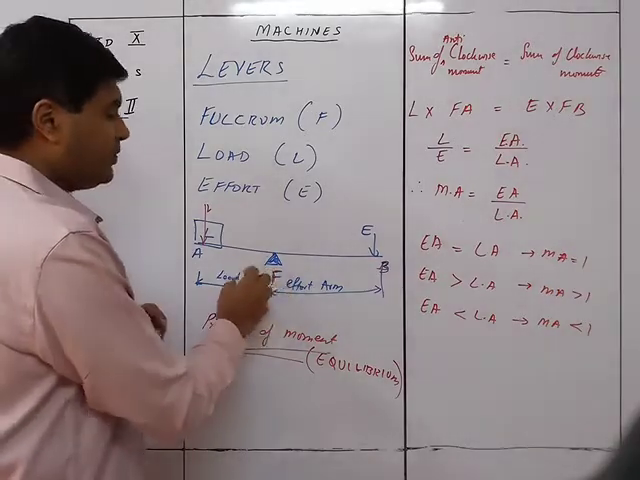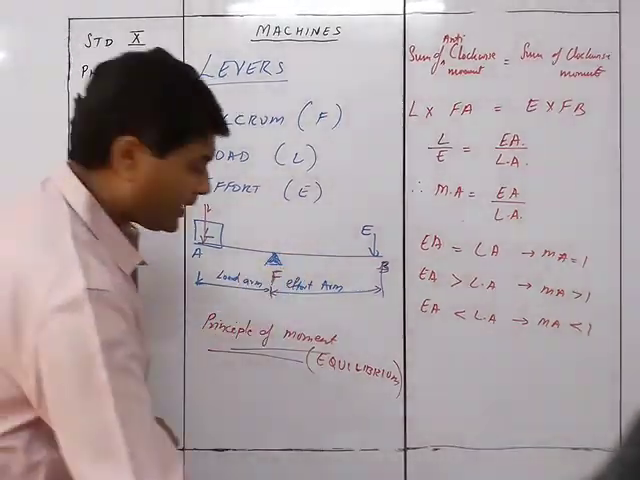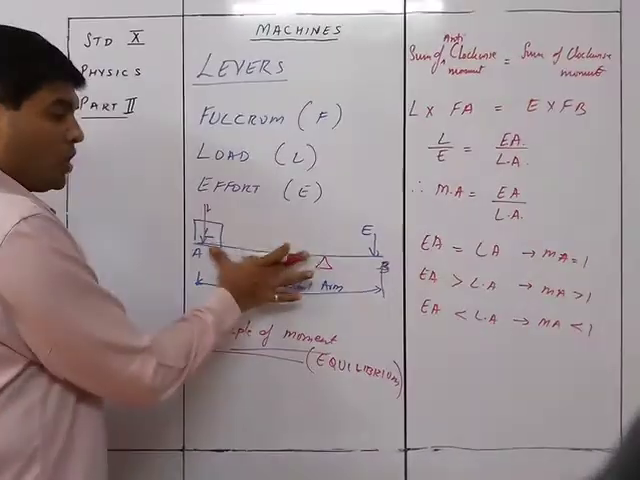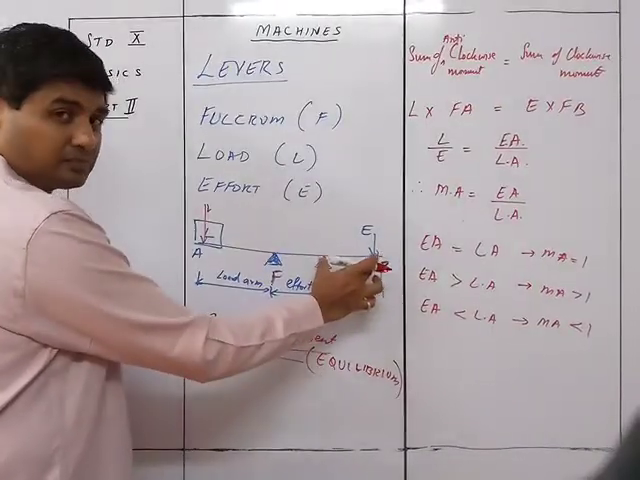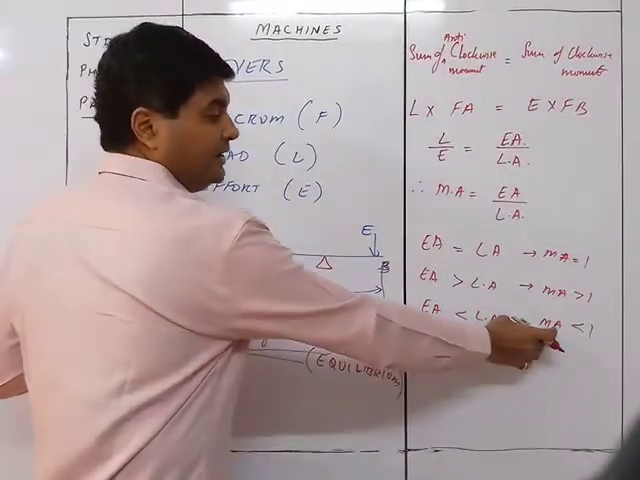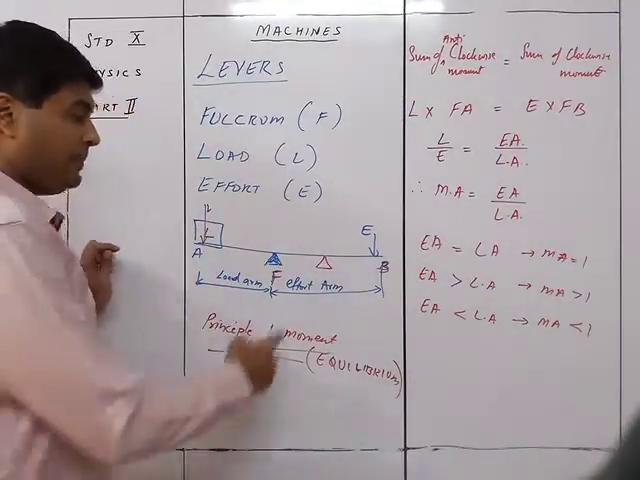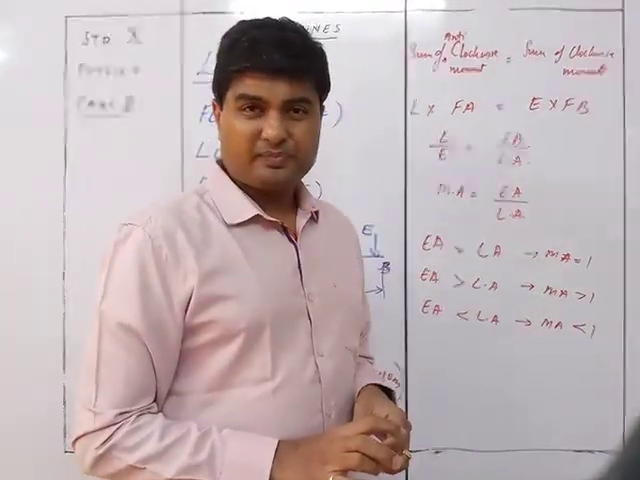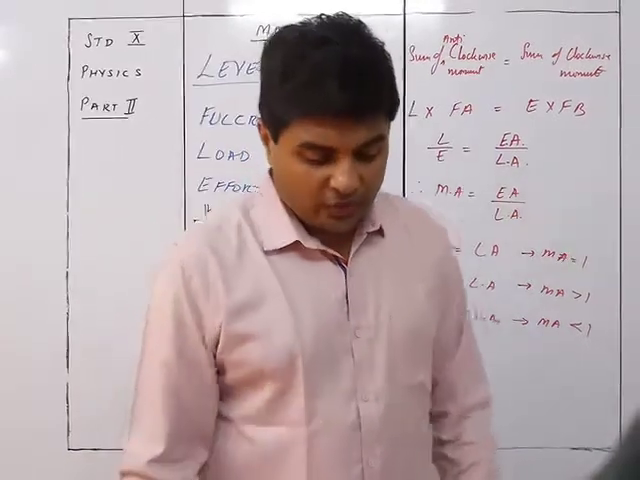Whereas if the fulcrum were placed on the other side instead of here, like in the case of scissors, the blade is so long, but this is very small. The effort arm is small and the load arm is bigger. In such a case MA is less than 1. That means in such a case, it will be a gain in speed. Got it?